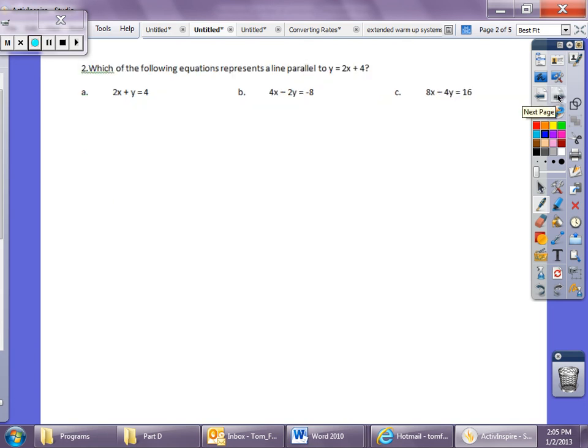When we look at question number 2, it says, which of the following equations represents a line parallel? Well, we know we're looking for parallel lines. Parallel lines have the same slope but different y-intercepts. So that's what we're looking for. We're looking for the one that has the same slope but different y-intercepts.